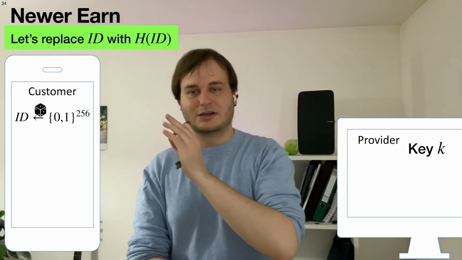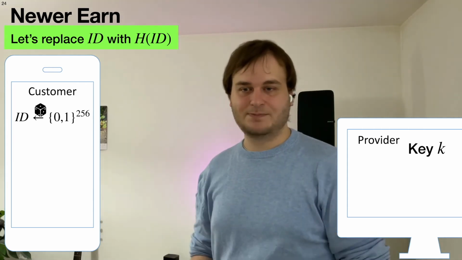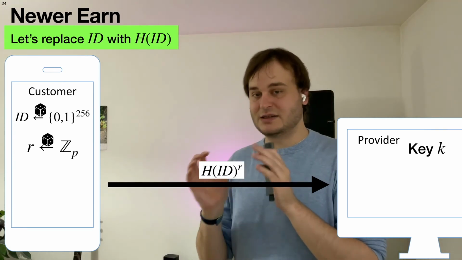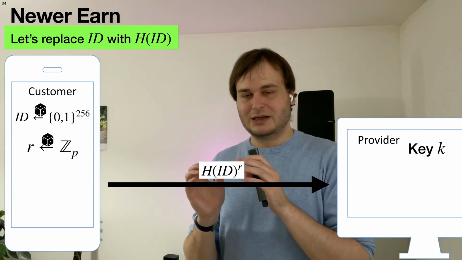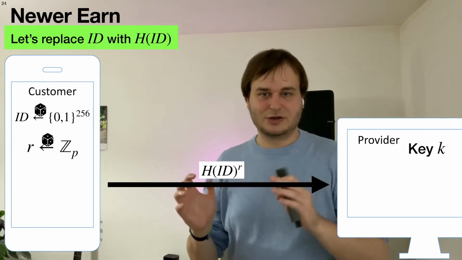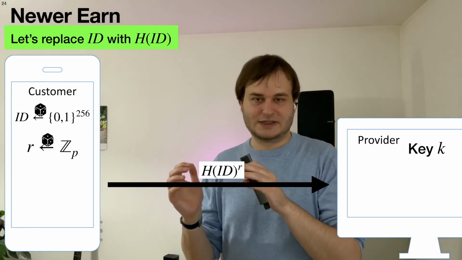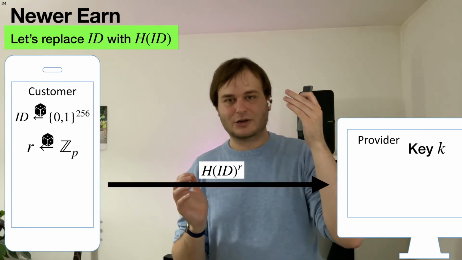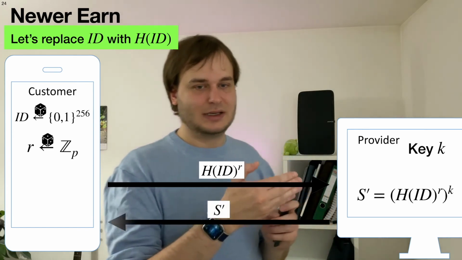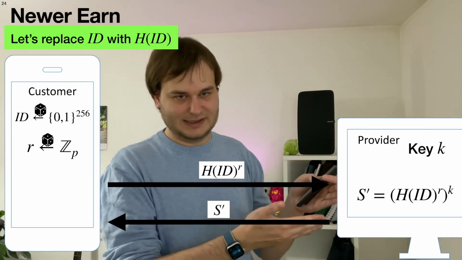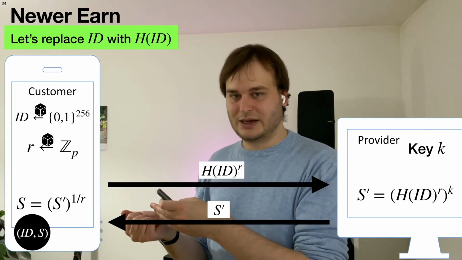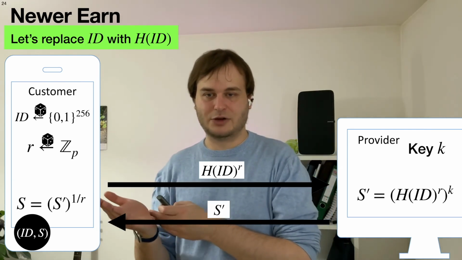Okay, new Earn protocol. The customer chooses a random ID, which is a bit string again, and a random exponent R. Now the user sends the hash of the ID raised to the power of R. This still hides the hash of the ID, and hence also the ID, from the provider perfectly, because we've just raised a group element to the power of some random exponent. I need to say we are now interpreting hash values as group elements. The provider does what he always does: he takes this value and raises it to the power of his secret key k, and sends back this result, which is S prime. Now the user does the unblinding again, like in the previous protocol, by raising it to the power of 1 over R.